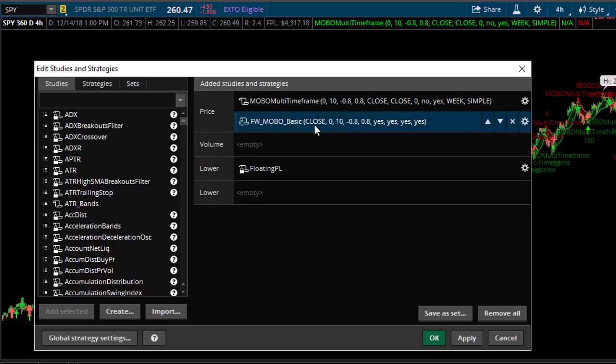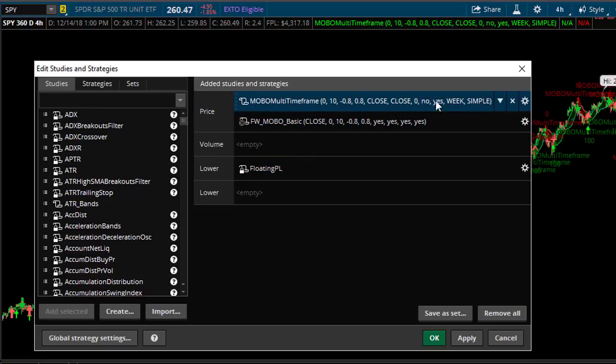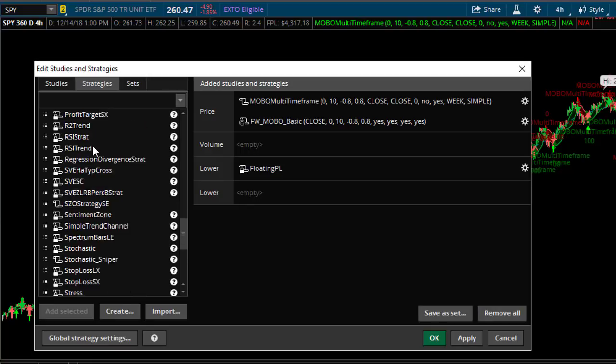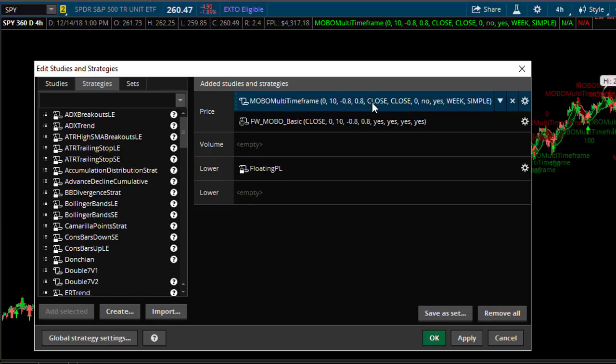And I think I did this in a previous video. The MOBO indicator is on here just so we can see the colors and whatnot. But the strategy is also on there. And when you're in Thinkorswim, if you go to the strategies tab, there's a lot of strategies already built in here. This strategy is custom made because I had an idea and I wanted to work through it. So I had someone help me configure this, and then I imported it.